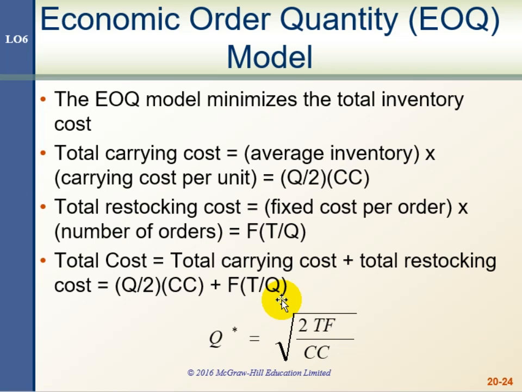And CC is the carrying cost per unit of inventory. So each unit of inventory costs you a certain amount to keep around for whatever your specified period is. Then the restocking costs is the fixed cost per order times the number of orders. So F is the fixed cost per order. So that's like the fee that gets charged every time you reorder. And then T is your total sales for the year. So your total amount of inventory you need for the entire year. And Q is the average inventory, as we said before, right? So T over Q is your total sales divided by your average inventory.